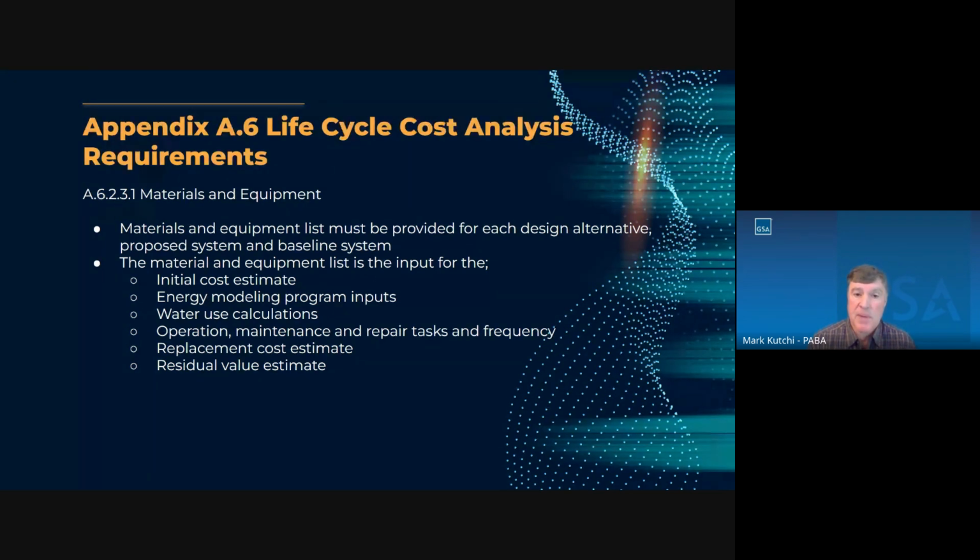The operation, maintenance, and repair tasks and frequency are determined, again, from the material and equipment list. It's the input for the replacement cost estimate and the residual value estimate.